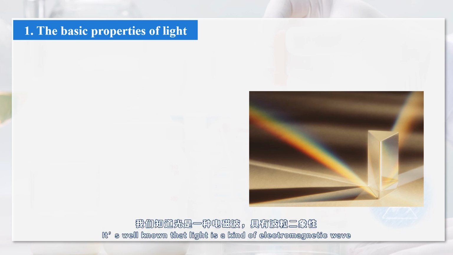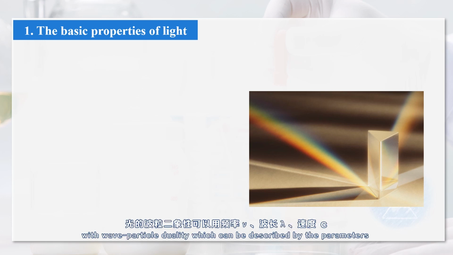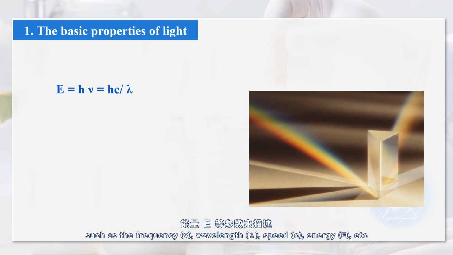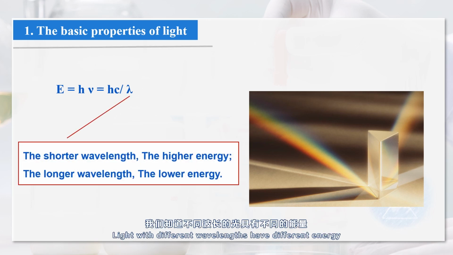Let's review the basic properties of light. It's well known that light is a kind of electromagnetic wave with wave-particle duality, which can be described by parameters such as the frequency, wavelength, speed, energy, etc. The relationship between the parameters can be given by the Planck equation. The Planck equation reveals the relationship between the wave and particle nature of light. Light with different wavelengths has different energy. The shorter the wavelength, the higher the energy, while the longer the wavelength, the lower the energy.